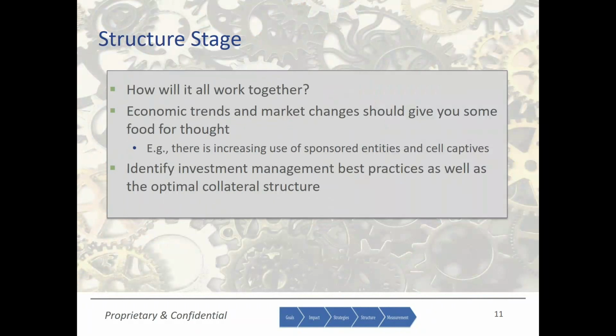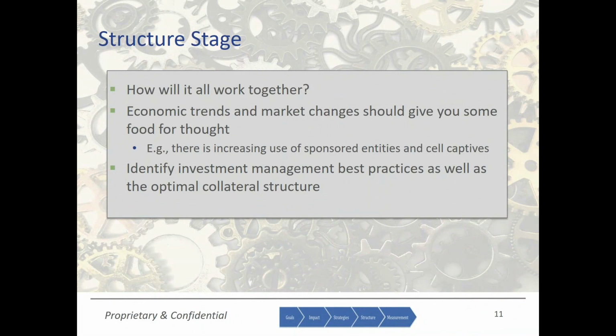The next stage is the structure stage. How will it all look together and work together? Economic trends and market changes should give you some food for thought. As an example of a market trend, use of medical stop loss in captives has been on the uprise. And in addition, cyber liability insurance through your captive has been on the uprise. So now that the industry is better understanding these risks and insuring them in the captives, on both sides of the spectrum, regulatory and captive management, we can implement these. We have more information now to fully implement these into your captives, whereas this may not have been a common practice 5 to 10 years ago.